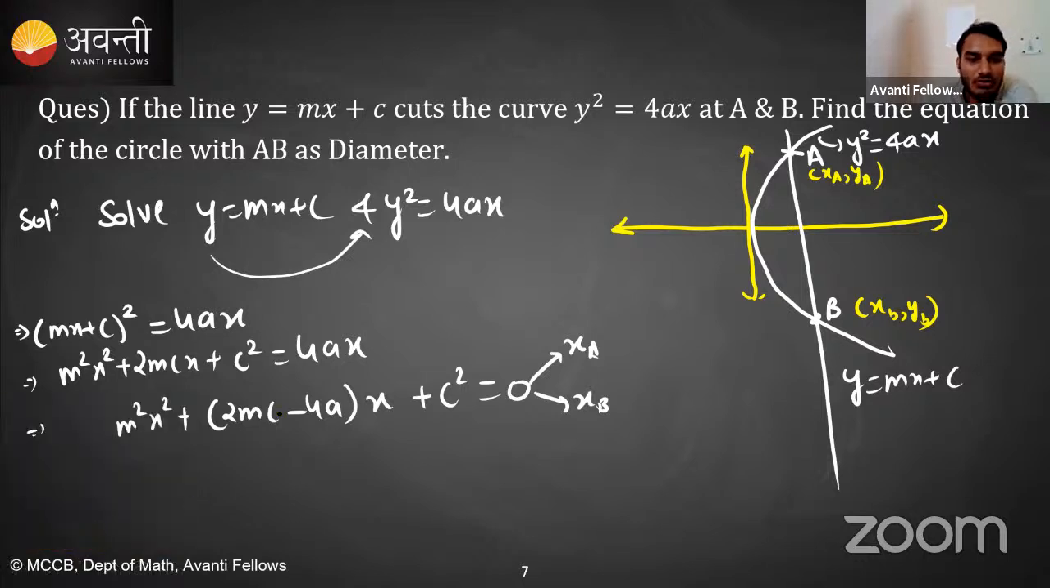If I ask you, just by looking at this quadratic equation, can anybody tell me what is the sum of the two roots? Minus b by a. So minus the coefficient of x, which is minus (2mc minus 4a), upon a.